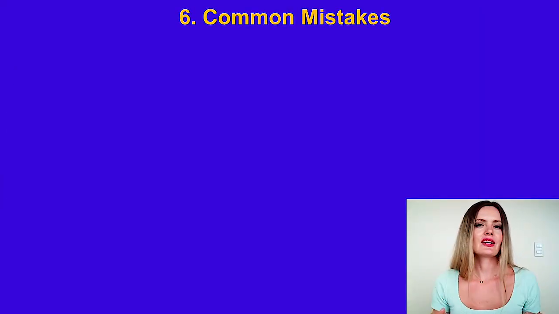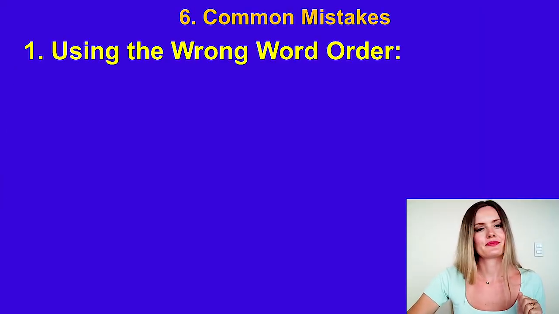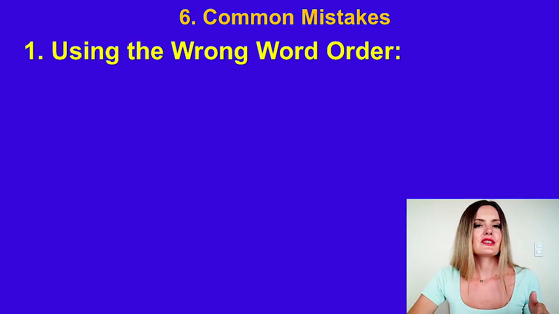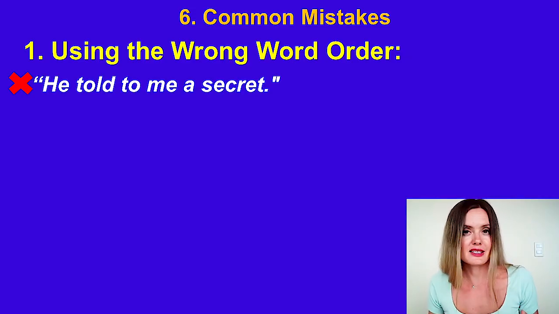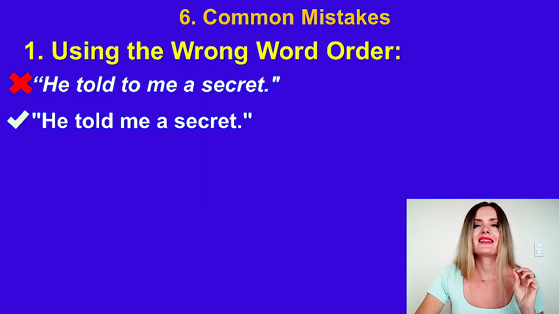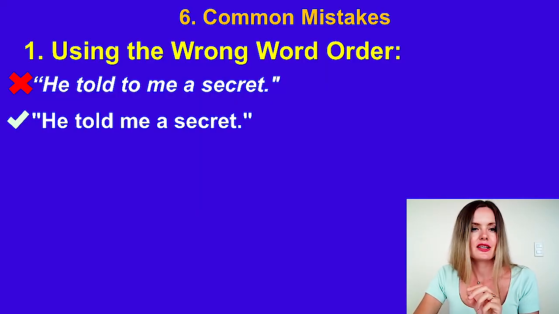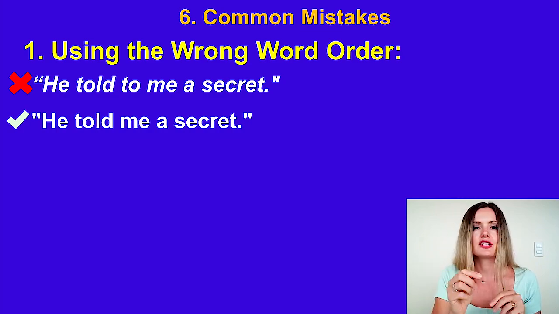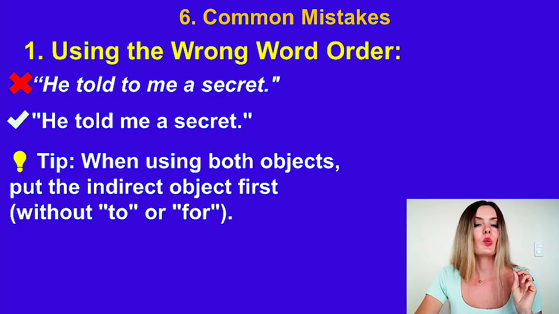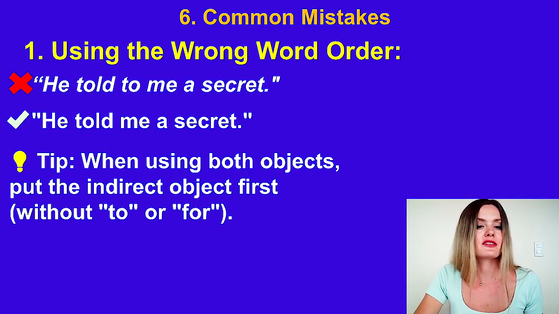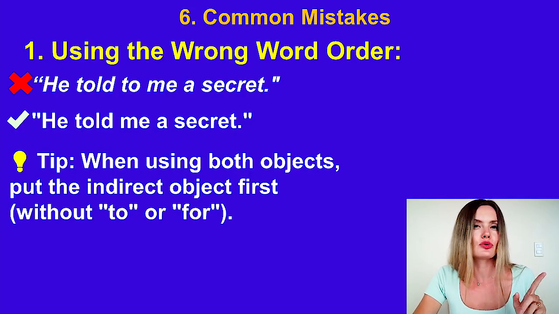Now let's take a look at common mistakes. First of all, using the wrong word order. If you say, he told to me a secret, it's going to be wrong. The correct way to say this, he told me a secret. Not he told to me, but he told me a secret. Please remember, when using both objects, put the indirect object first, without to or for.